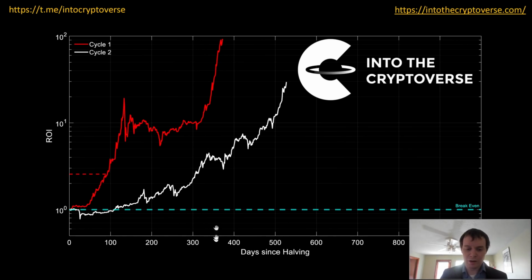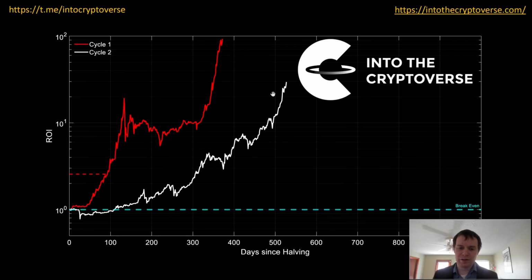You can also see that while this one peaked around 360, 370 days after the first halving, this one took over 500 days since the last halving to peak. So not only did it take longer, but also the ROI from the halving was less. It was only about 30x or so, as opposed to almost 100x.